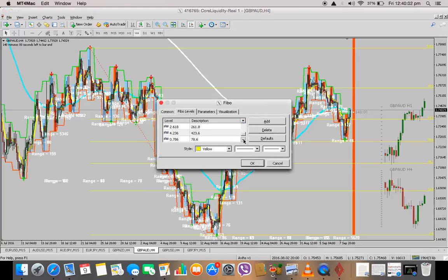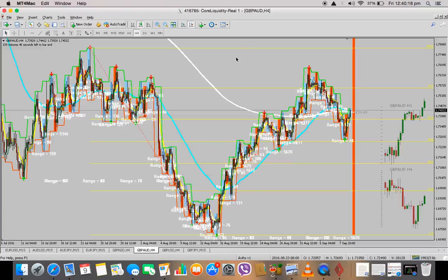And what I've done here is you'll get another line down here, and you click on that, and I've just added 0.786 and the description, which will show up here as 78.6, and just click OK, and that will show up. That will add up to your future fibs as well. So I've added that on.